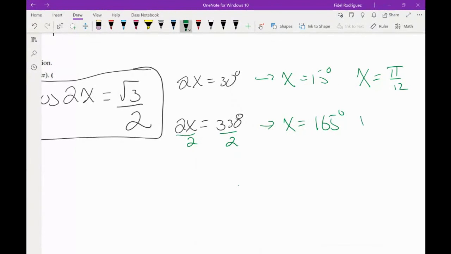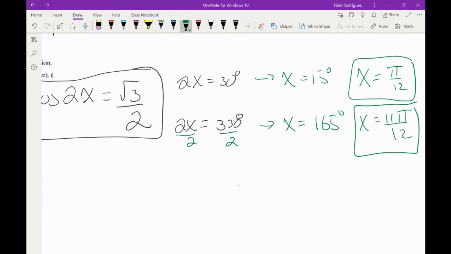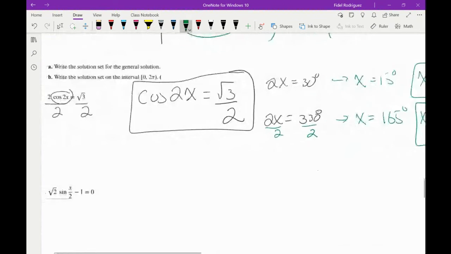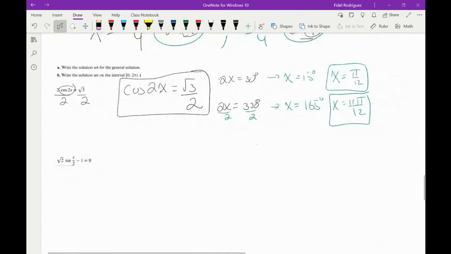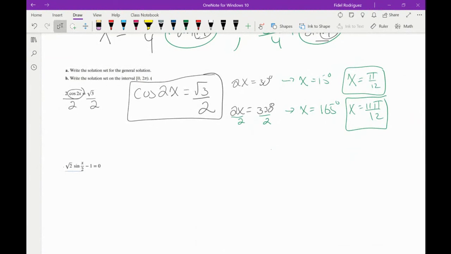(11 pi over 12). Okay. All right. So again, what we've actually done, and guys, I'm going to point something out. I'm copying this directly from the textbook, so I'm going to show you how Alex is going to ask you for the answer.